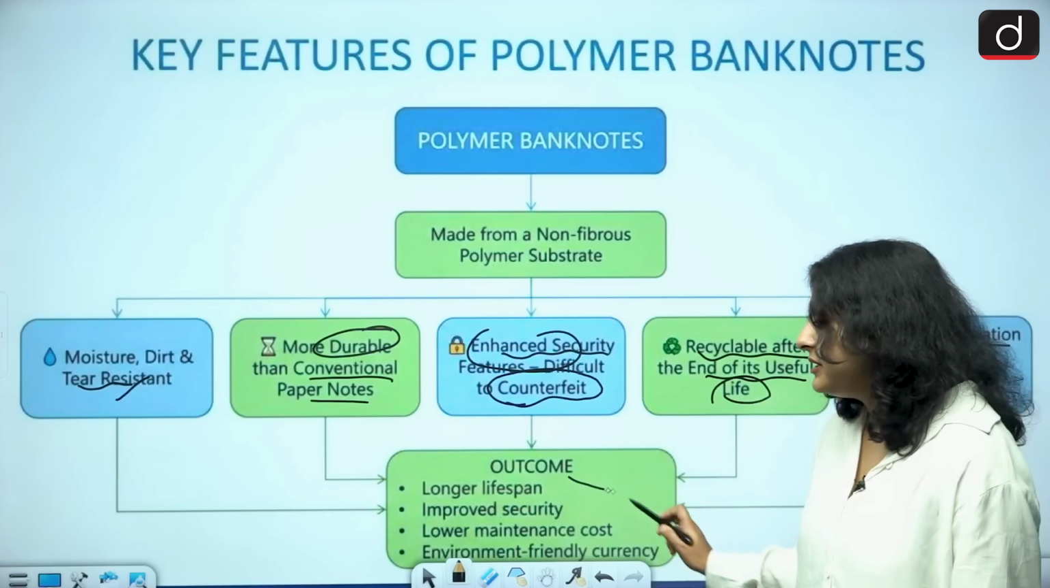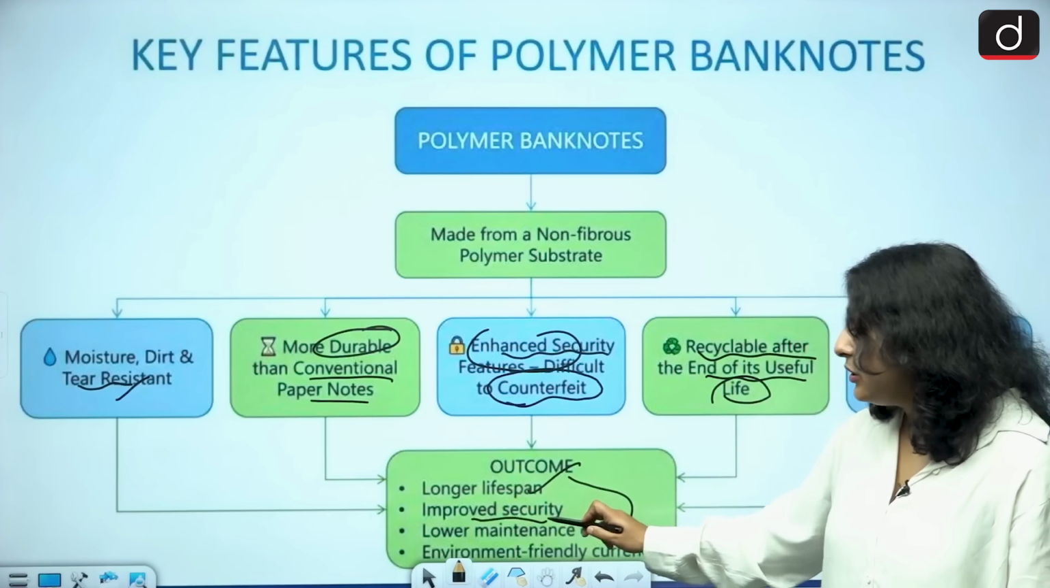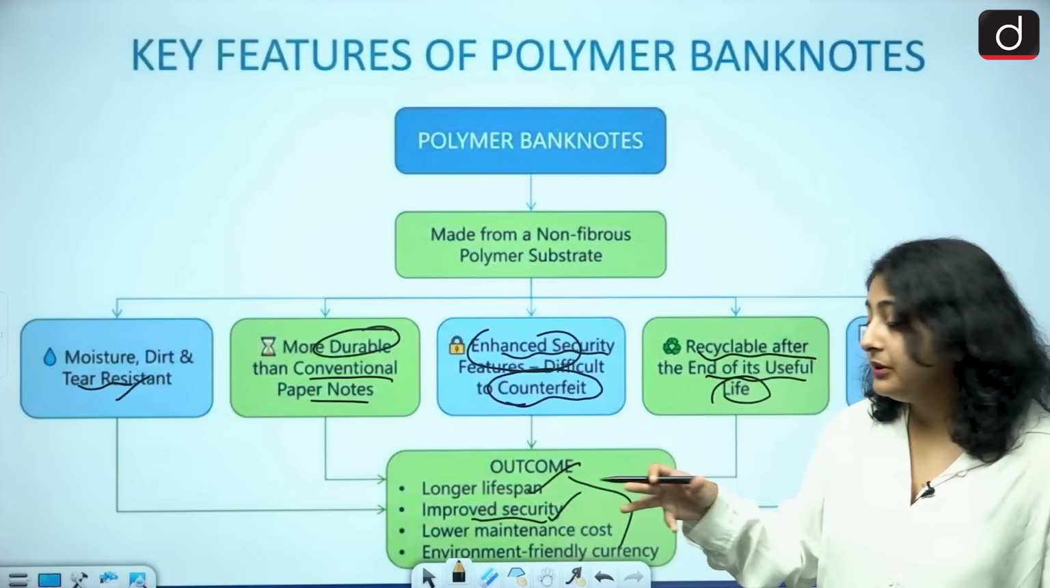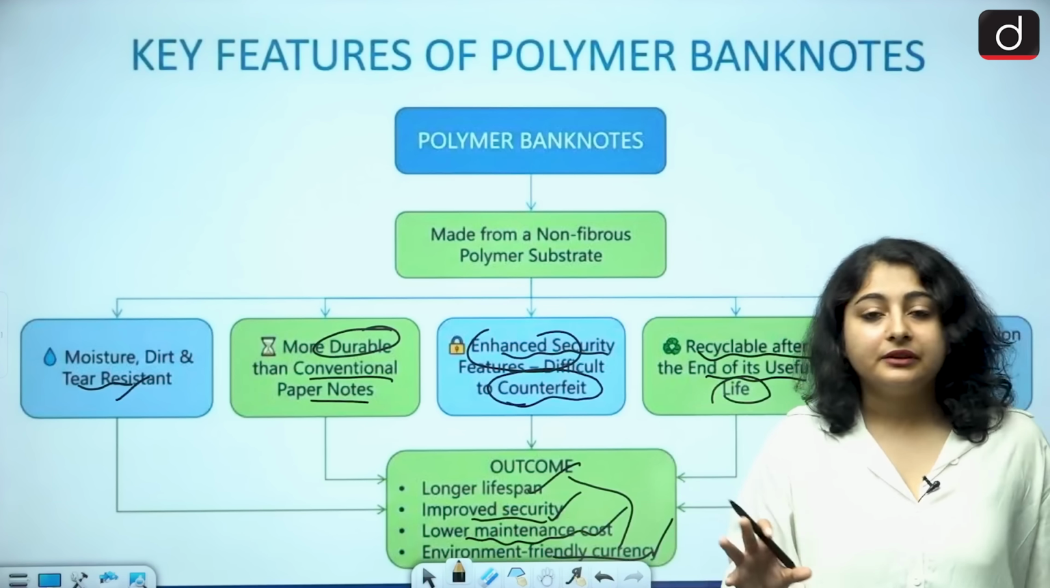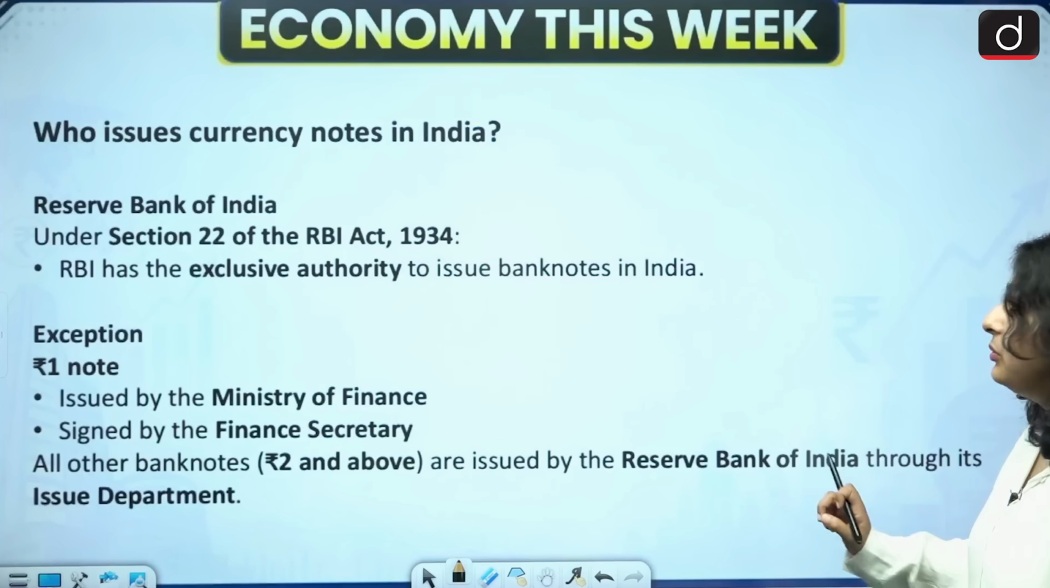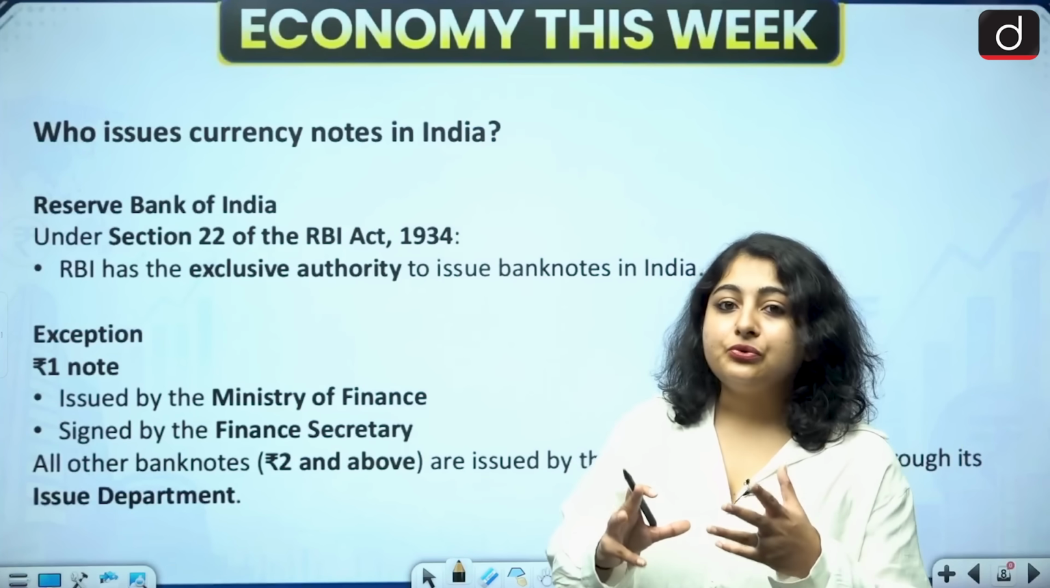Okay, so what are the outcomes? It has a longer lifespan. It has improved security because you cannot fake the polymer currency. It has a lower maintenance cost and they are environmentally friendly. That's why RBI has introduced the polymer notes. Now, this was the news which we have covered.